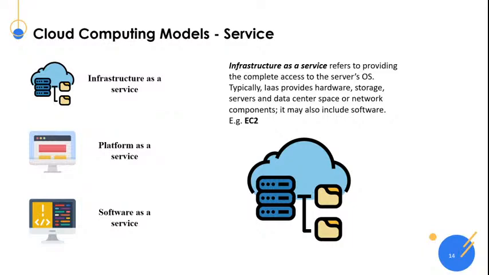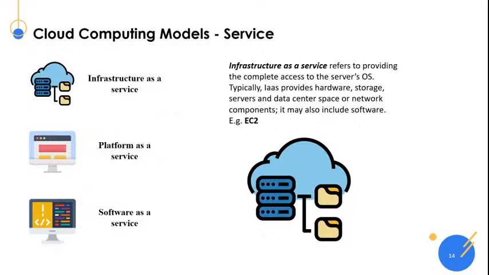The first one is infrastructure as a service. In this, basically the cloud provider will give you access to the server. That is, you will get access to the OS of the server, and you can install anything you want on that, right? You can either make it a database server or a website server. It can become anything. Whatever you want to do with it, you can do that.